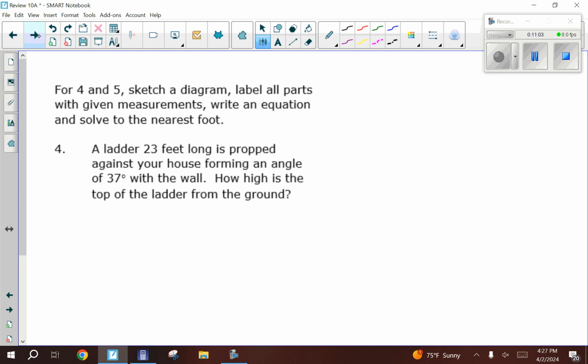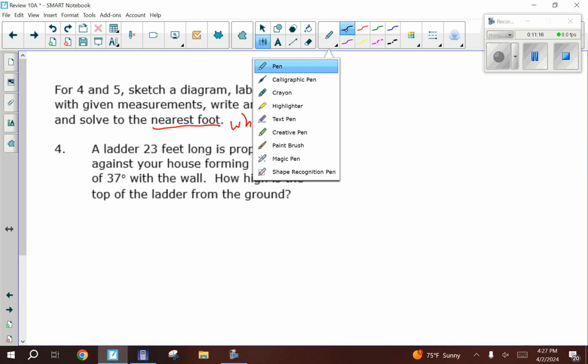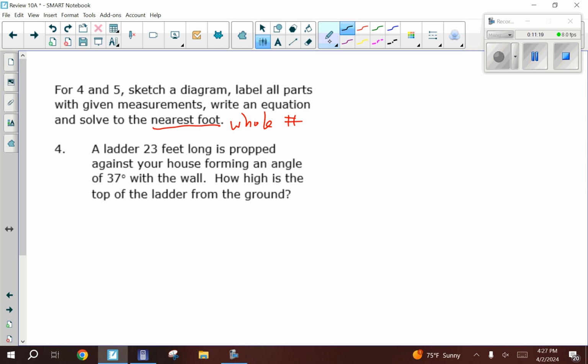Okay, next, sketch the diagram, label all the parts with the given measurements, and then write an equation and solve it to the nearest foot. So when it says to the nearest foot, that means a whole number. It says a ladder 23 feet long is propped against your house, forming an angle of 37 degrees with the wall.